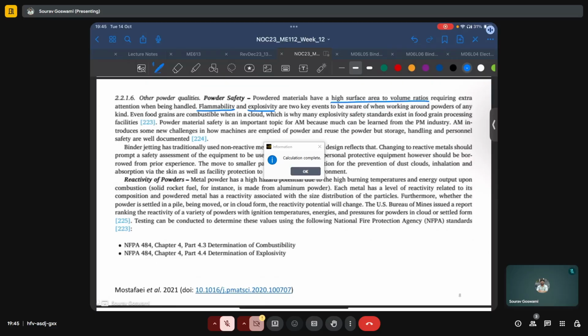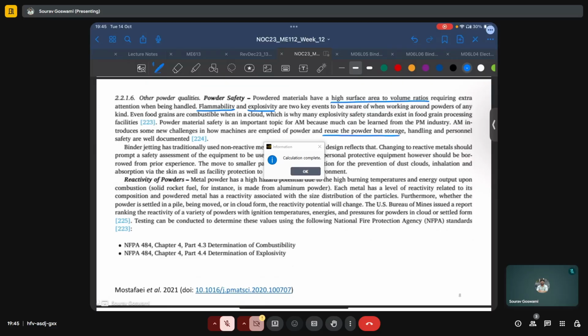Powder material safety is an important topic for additive manufacturing because much can be learned from the PM industry. AM introduces some new challenges in how machines are emptied of powder and how the powder is reused and stored. But still, storage, handling, and personal safety are well documented.